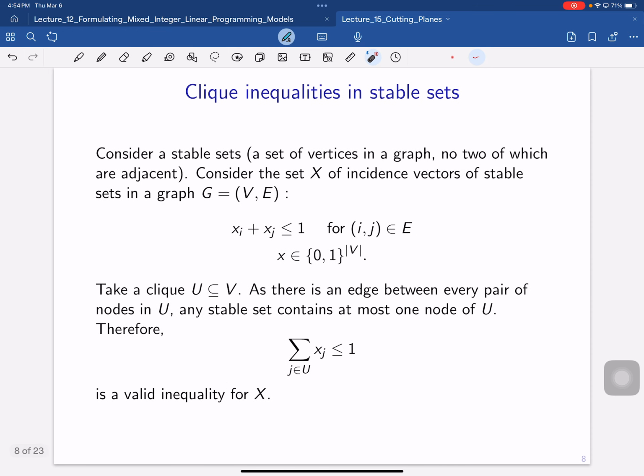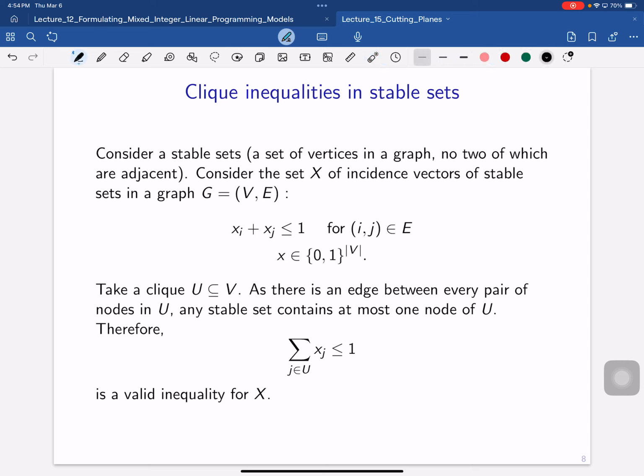Okay, so let's give one more example derived from logic. It's called the stable sets problem. If you haven't studied graph theory before, let's talk about two concepts. One is called stable sets. The other is called the clique of a graph. So consider a graph. A stable set means pick a subset of vertices in a graph such that no two of which are adjacent.